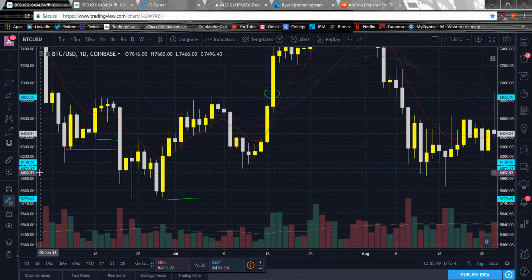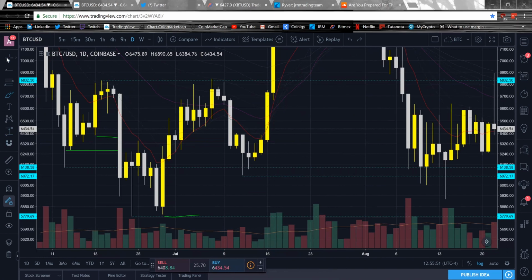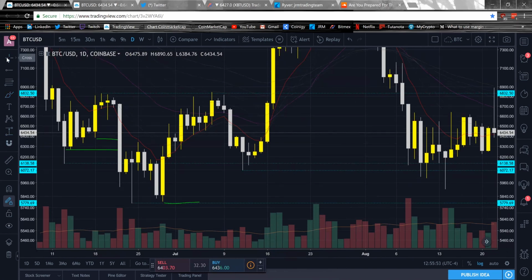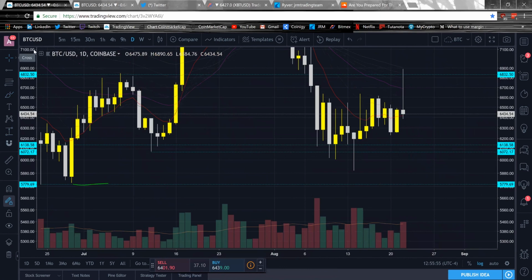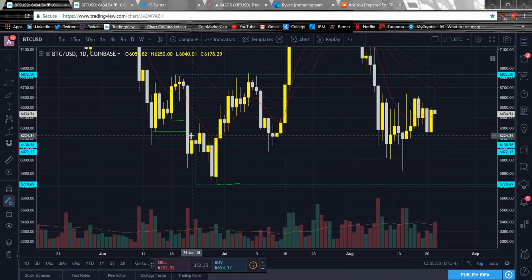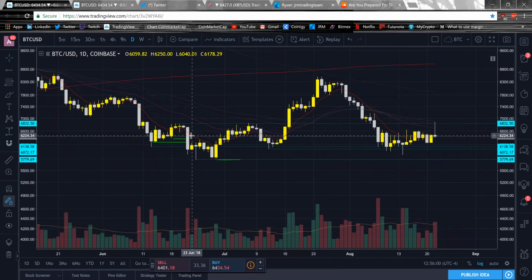Same thing goes for the short side. If we're to, let me see if I can find a better example of this. We don't have to stay in this little space here.